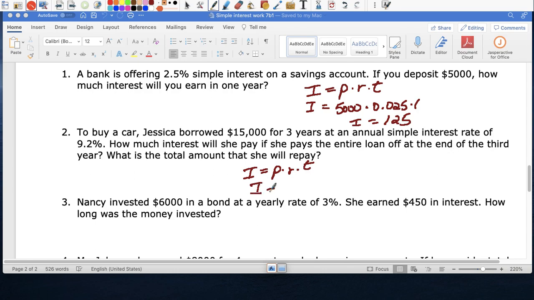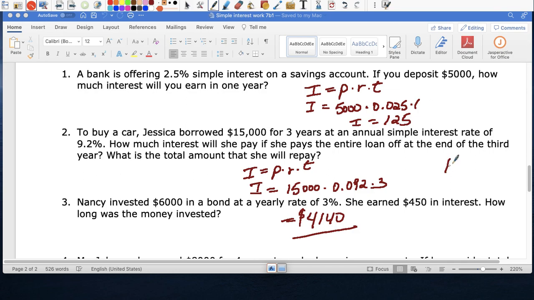So interest rate, principal. She borrowed $15,000 and she agreed to an interest rate of 0.092 for how long? 3 years. So just in interest, I equals 15,000 times 0.092 times 3, and the calculator disappears again. 15,000 times 0.092 times 3 equals $4,140. So that's how much she pays in interest.